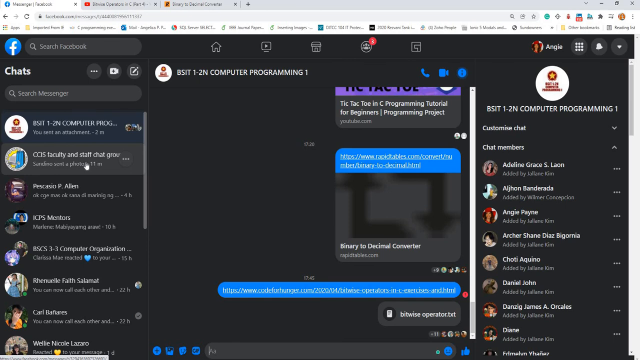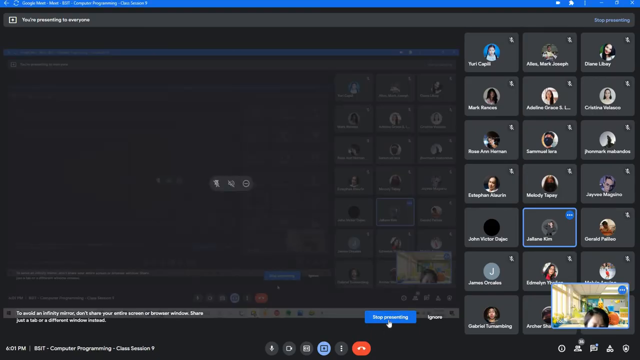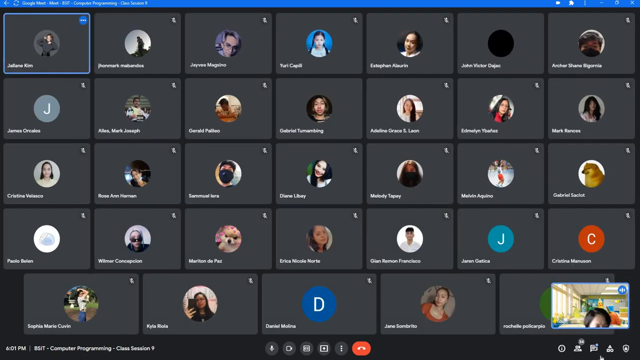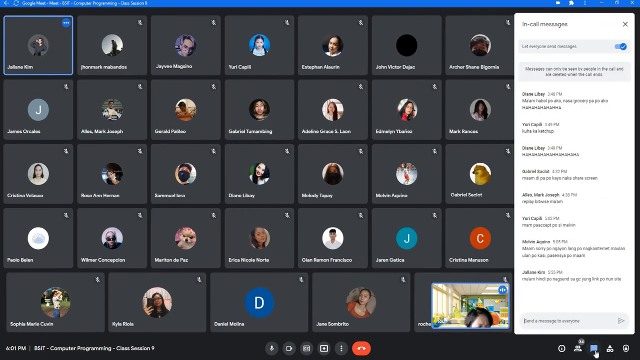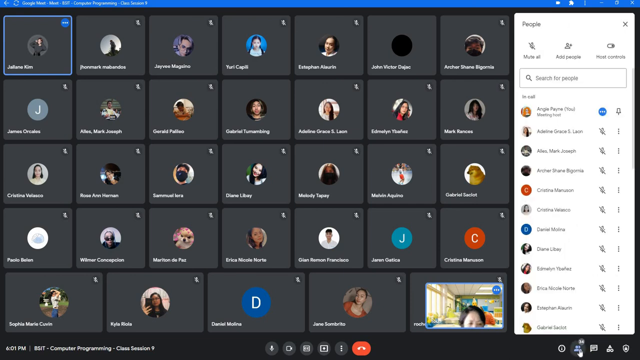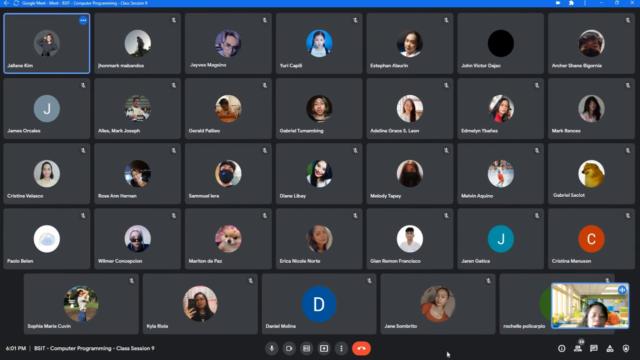Natapos ko naman yung ating discussion. Hindi nga lang tayo nakapag-application, pero gagawin natin yung application next year. So, paano ba yan, kita-kits tayo next year. Ayan, i-stop presenting ko na. Ma'am, hindi po na-send yung link sa GC. Ayan. Okay. Na-solve na natin yung problema na yan.